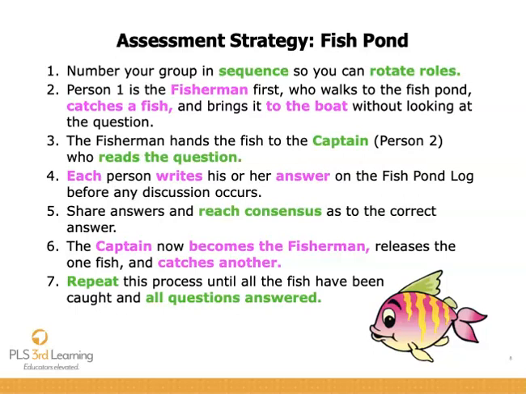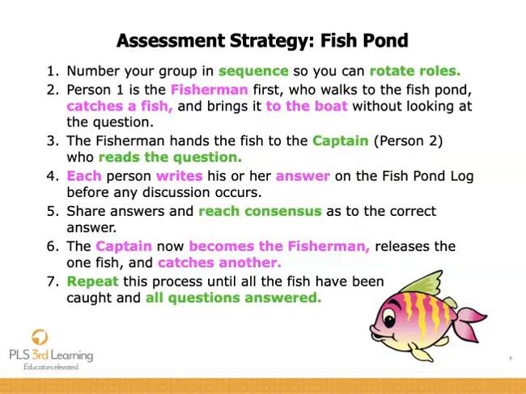Please locate page 88, Fish Pond Log. This is the answer sheet for the fish pond assessment. Each person writes his or her answer on the fish pond log on page 88. No discussion occurs until everyone has an answer recorded. Then, share answers and reach consensus as to the correct answer. Correct your answer on the line if needed.